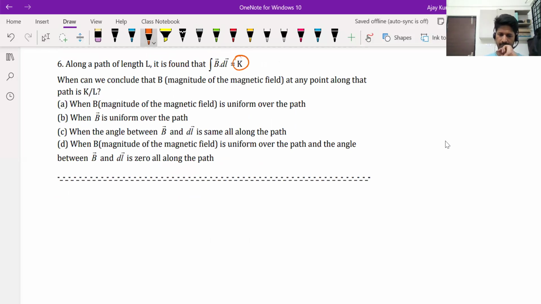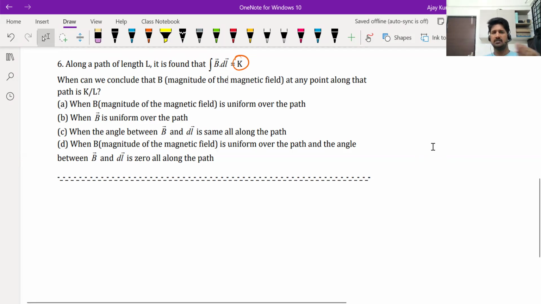Can we conclude that B, the magnitude of the magnetic field at any point along that path, when can we conclude that it is equal to k by L? Any answer? We know the length of the path and we know this integral B dot dl value is k. Can we say that B is equal to k by L? If yes, in which case can we say? Think about it.